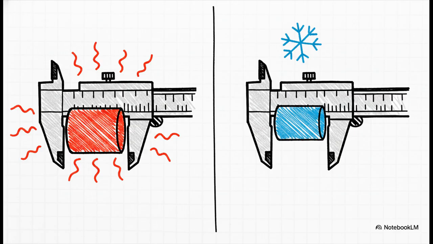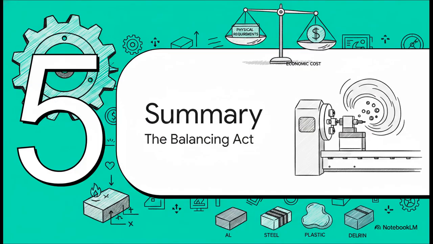A POM part can expand quite a bit just from the friction of being cut. If an operator measures that part while it's still warm on the machine, it might look absolutely perfect. But once it cools down to room temperature sitting on the client's desk, it shrinks. It becomes undersized and, unfortunately, completely useless. It's a real trap. Which brings us to our summary.